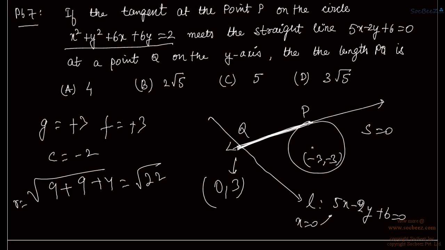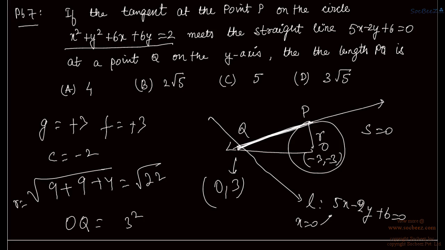G square plus F square minus C. Okay. So we have this as radius R. Now the distance between these 2 points can be easily found out. The center is, say, O.